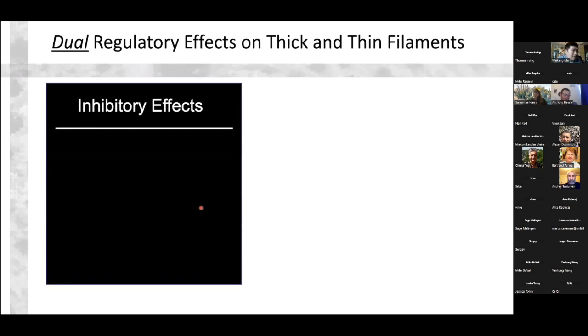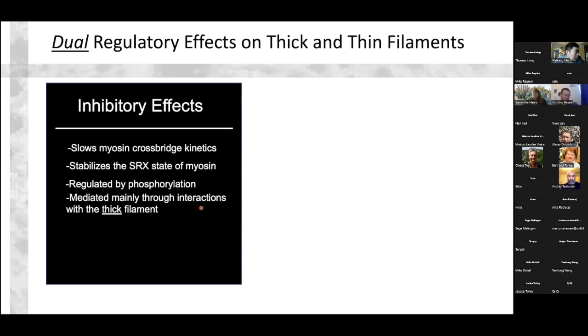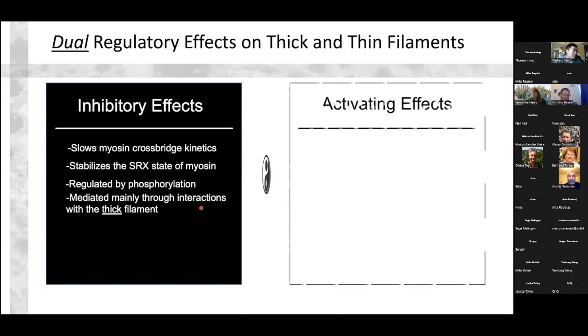So one of the first things that was noticed is that C protein has inhibitory effects in that it slows myosin cross-bridge cycling kinetics, measured in this case by KTR, which we just heard about. More recently, it's become known as a stabilizer of the SRX state of myosin. These effects are regulated by phosphorylation, and these are thought to be mainly mediated through interactions with the thick filament.